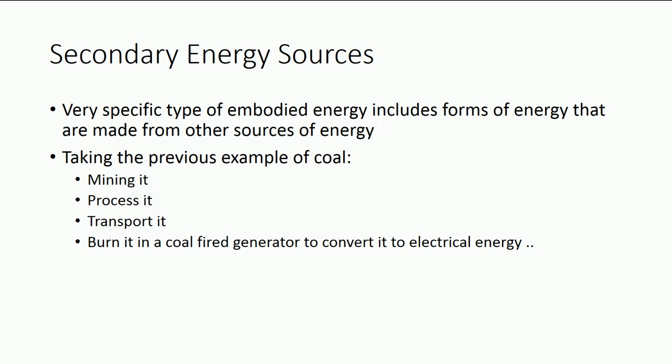All right, secondary energy sources. A very specific type of embodied energy includes forms of energy that are made from other sources of energy. For example, we talked about the fact that the majority of coal-fired power plants are making electricity. So we're using one form of energy, coal, and transforming it into another form of energy. That in and of itself is kind of a problem.